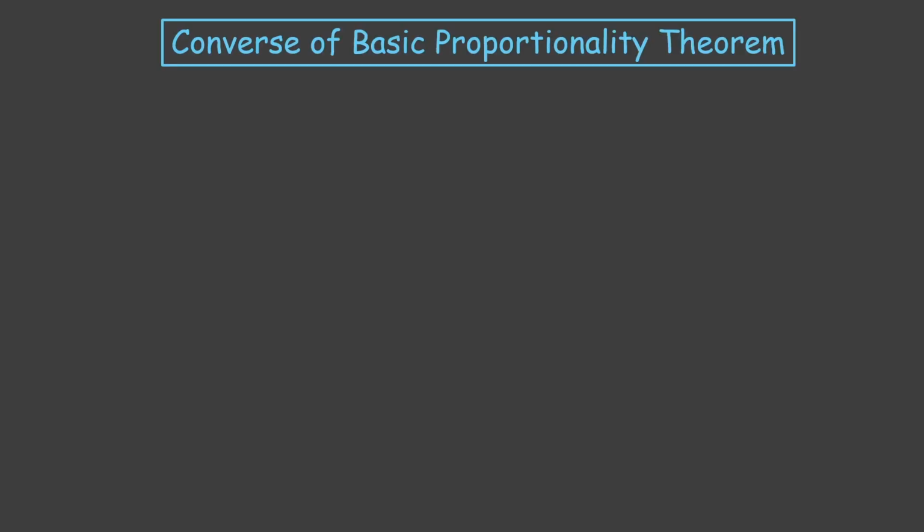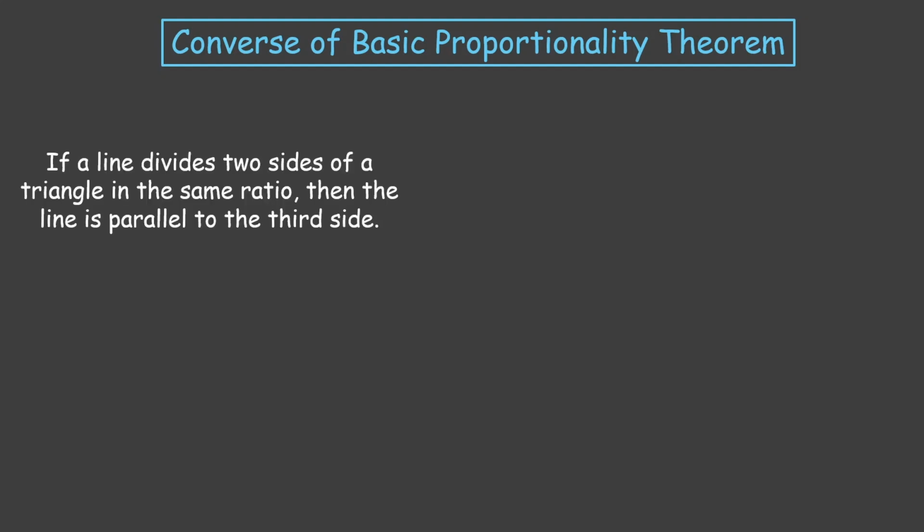We have seen what is the basic proportionality theorem, also known as the Thales theorem. Do you think the converse of BPT would also be true? The converse of the basic proportionality theorem says that if a line divides the two sides of a triangle in the same ratio, then the line is parallel to the third side.